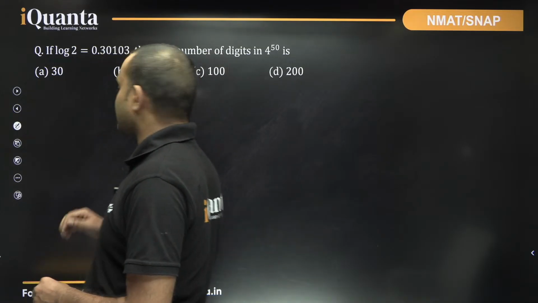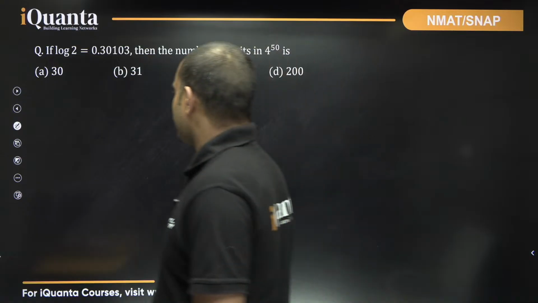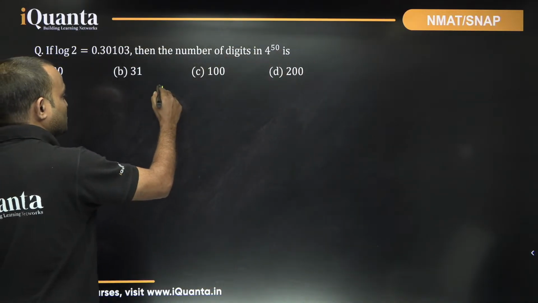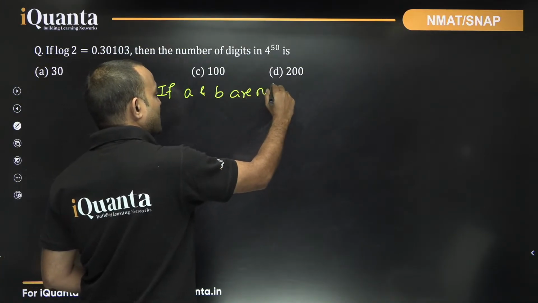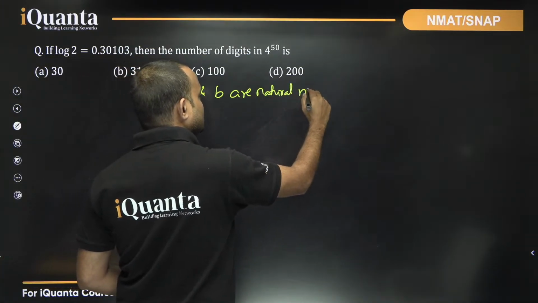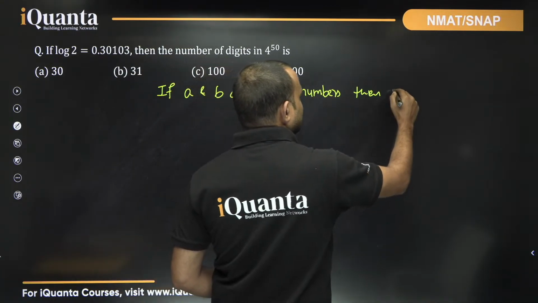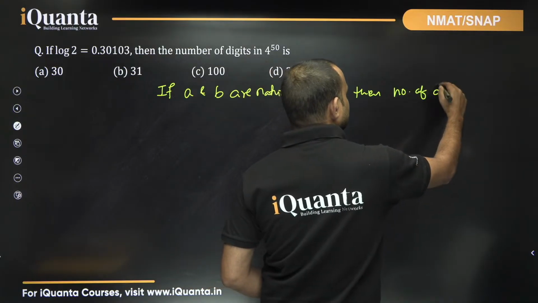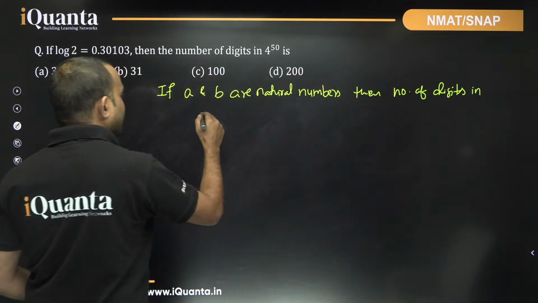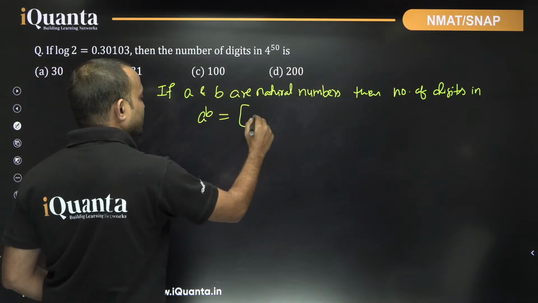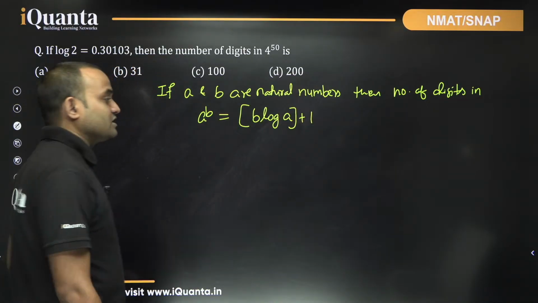What's your answer? 31 or 30? I'm getting 31 as an answer, 30 as an answer. See, if A and B are natural numbers, then we can say that the number of digits in A to the power B is equal to the greatest integer of B log A, plus 1. You can directly use this formula here.